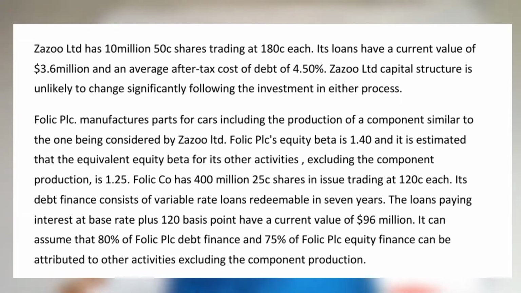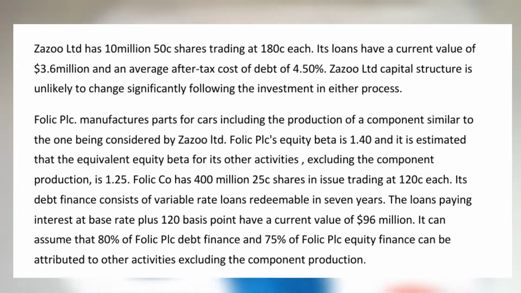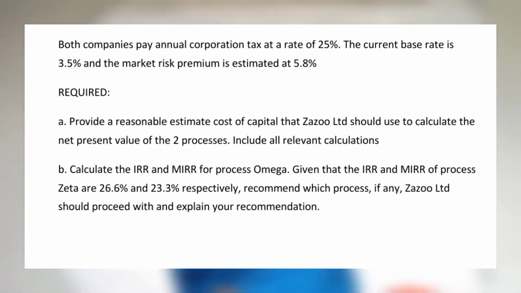Its debt finance consists of variable rate loans redeemable in 7 years. The loans paying interest at base rate plus 120 basis points have a current value of 96 million. It can be assumed that 80% of Folic PLC's debt finance, and 75% of Folic PLC's debt finance, can be attributed to other activities, excluding the component production. Then they said both companies pay annual corporation tax at a rate of 25%. The current base rate is 3.5%, and the market risk premium is estimated at 5.8%.